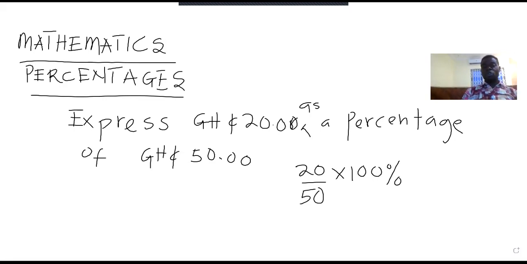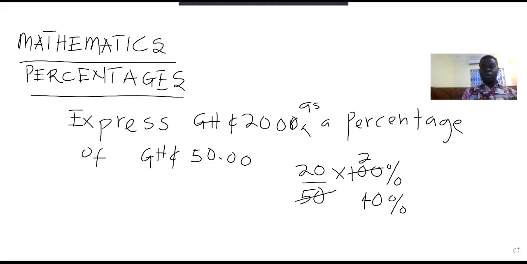So express 20 Ghana cedis as a percentage of 50 Ghana cedis is 20 over 50 times 100%. We do our cancellations. 50 times 2 will give us 100, and 2 times 20 gives us 40%. So 20 Ghana cedis as a percentage of 50 Ghana cedis is 40%. Okay, good. So that is expressing one quantity as a percentage of another quantity.